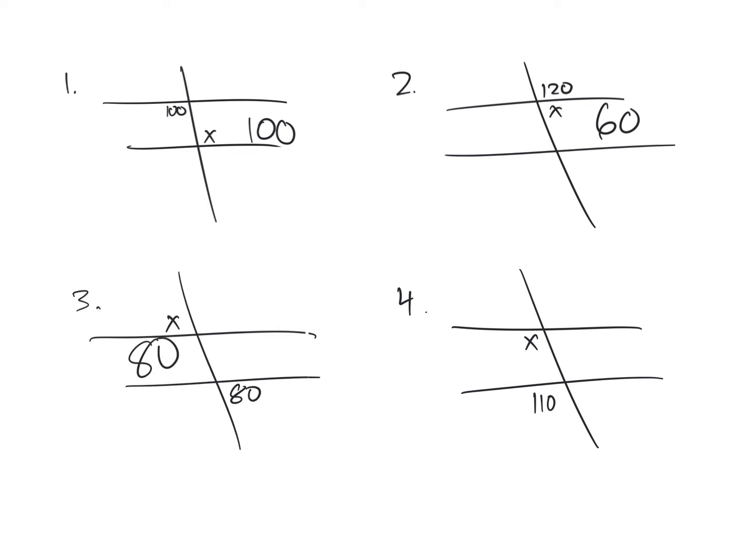Number 4, they're on the same side of the transversal, so they're either the same or they add up to 180. All right, so this is obtuse, that's obtuse. They have to be the same. They're in the same positions, corresponding.